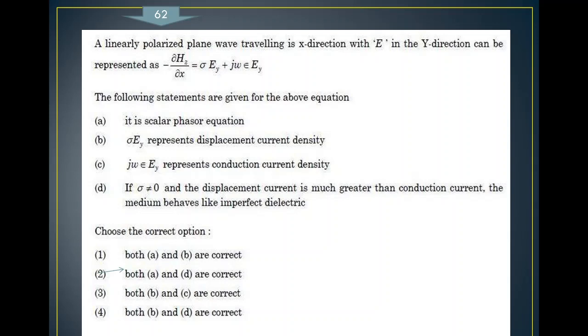Choose the correct option. Option first, both A and B are correct. Option second, both A and D are correct. Option third, both B and C are correct. And option fourth, B and D are correct. Your right answer is option second, both A and D are correct.